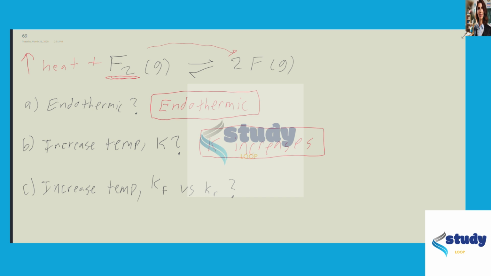Finally, if we increase temperature, how does K of formation compare with K of the reverse reaction? In other words, will Kf be larger compared to Kr? Will it increase by a greater amount, or will it increase by a lesser amount? Well, remember that the equilibrium constant is a ratio of the forward reaction over the reverse reaction. So if K itself is going to increase, then we're going to need little kf to increase by more than kr, because overall big K has to increase. Therefore, Kf increases more than Kr.